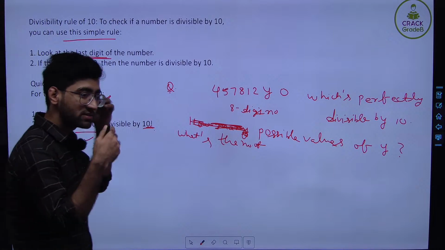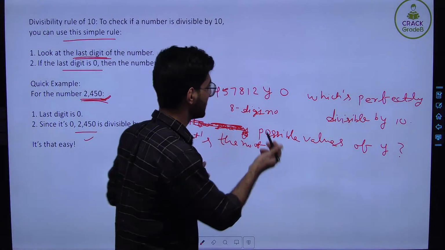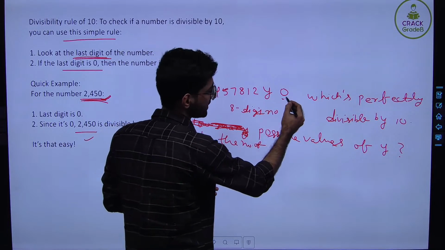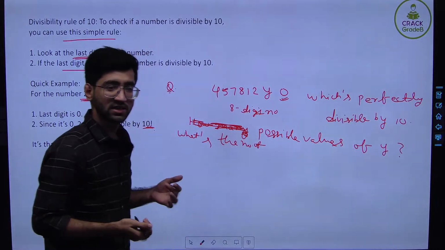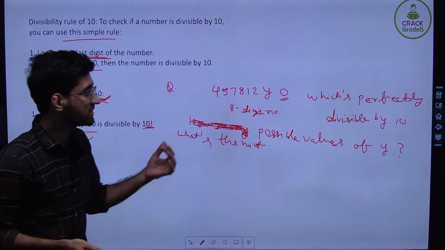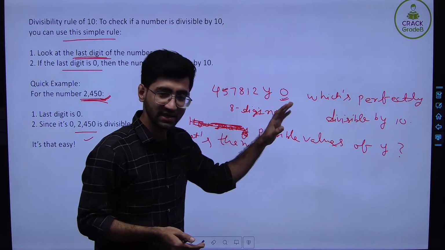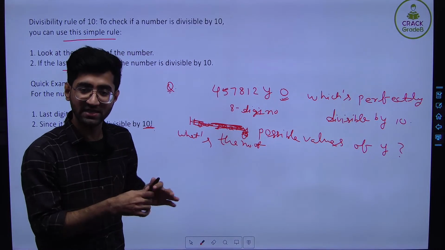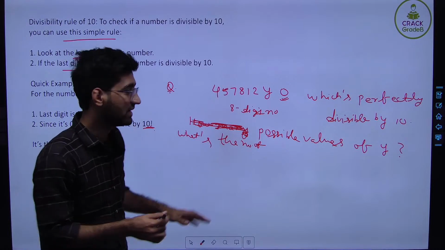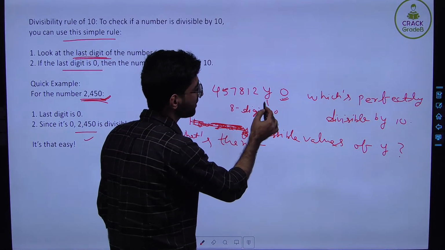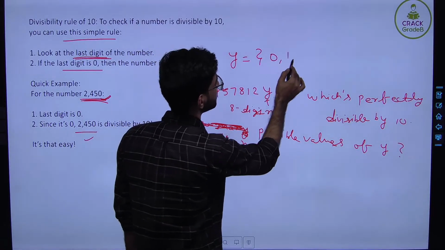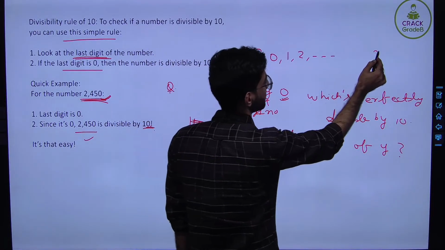See, if this number is perfectly divisible by 10, 0 is present at the unit place. 0 is the last digit. So obviously, this number is perfectly divisible by 10. Right? See, this kind of question can only confuse you. This is not a difficult question, right? So what can be the possible values of y? The possible values of y are from 0 to 9, right?